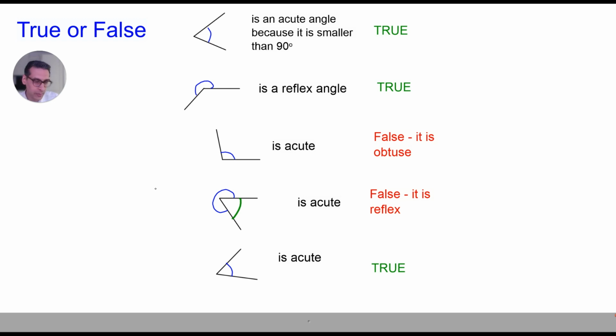Right, we are going to be looking at angle notation in the next video.